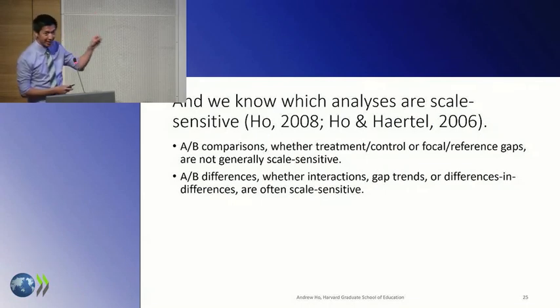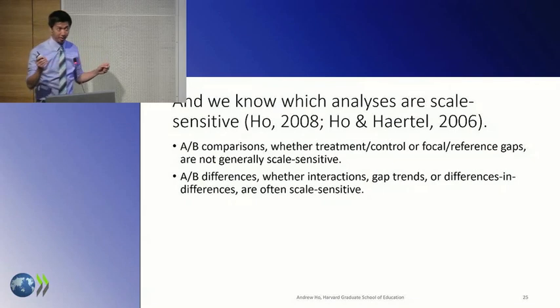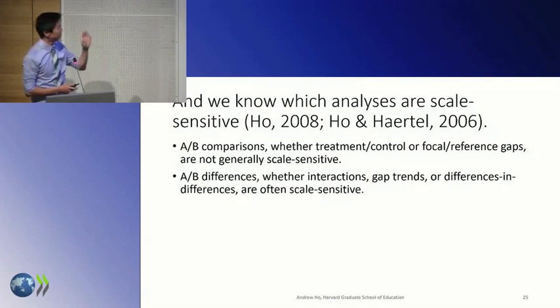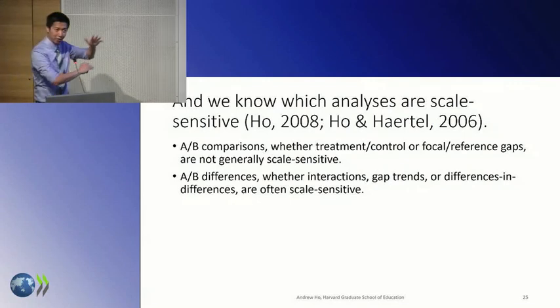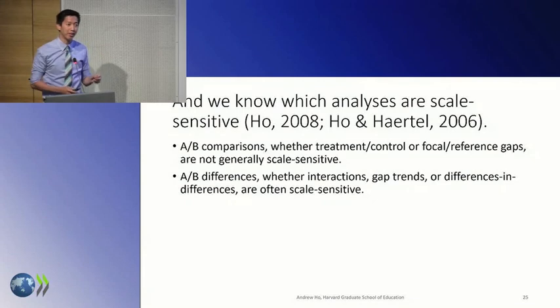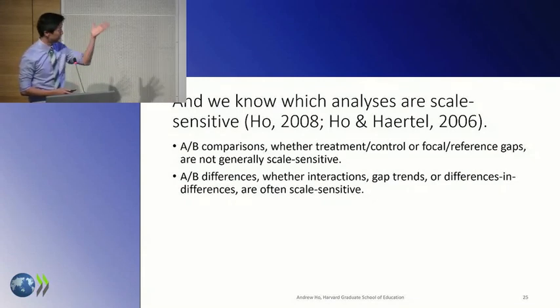However, AB differences, differences in gaps, gap trends, which is what Tim and Kevin and others have looked at, whether they're interactions, gap trends, or here's a big one for the economist, differences in differences. Whenever you have these differences in differences, those inferences will be transformation dependent. Another way to describe it is scale sensitive.